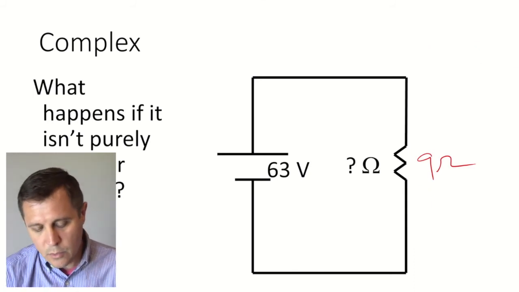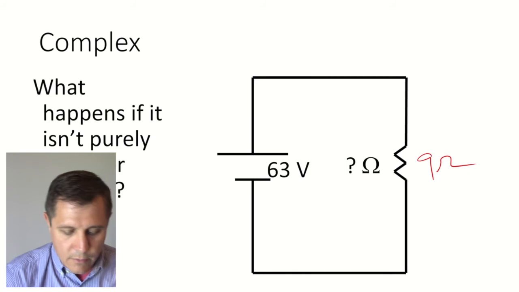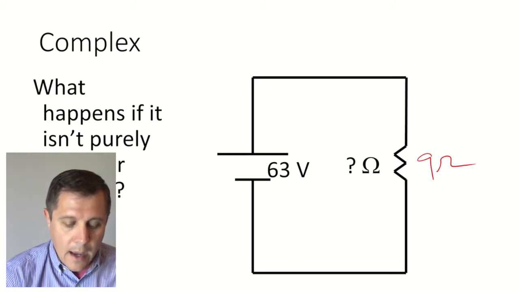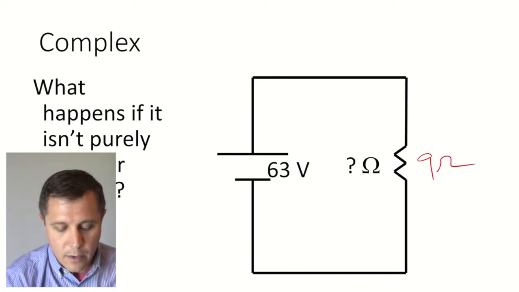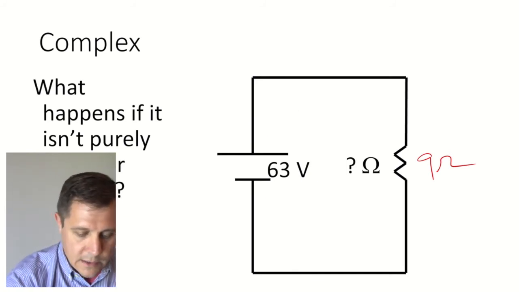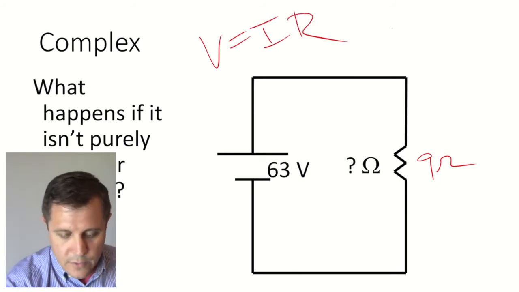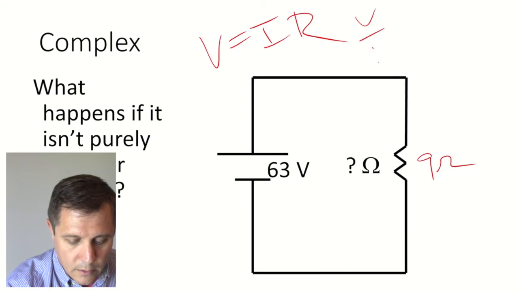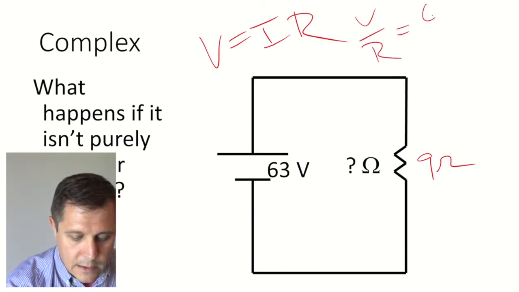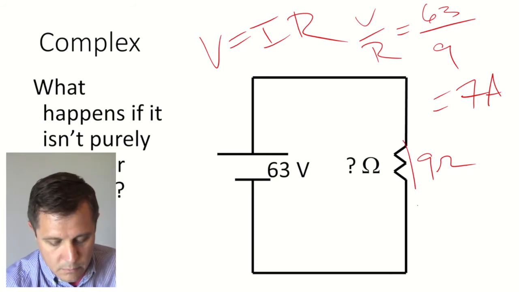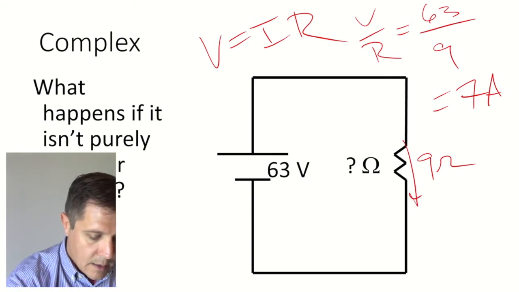Now we have a 63 volt voltage supply and 9 ohms of resistance. Let's figure out what the current is going through that battery. Because I have just one resistor, I can use Ohm's law, V equals IR. With a little algebra, I equals V divided by R. V is 63, R is 9, so I have 7 amps running through the resistor, which means there's 7 amps leaving this battery.